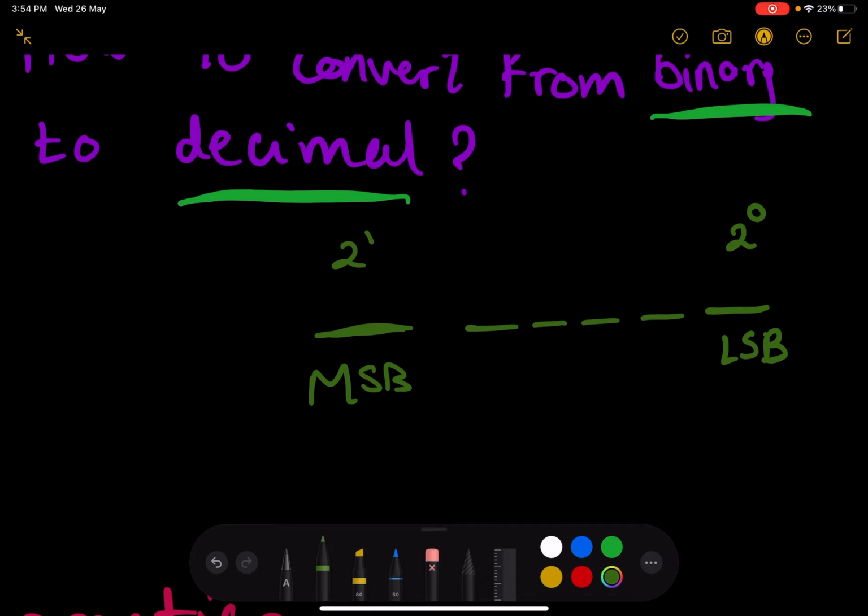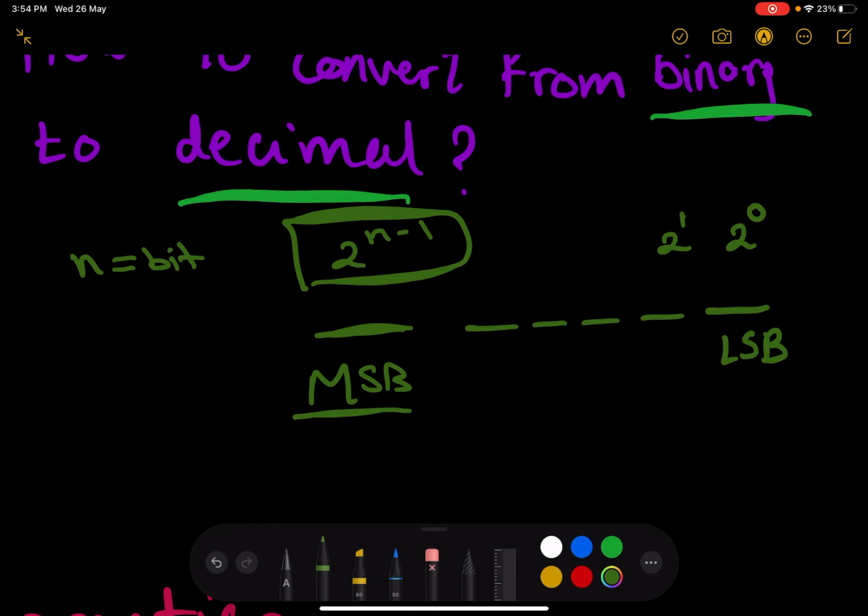And the last bit, which is the most significant bit, has the value of 2 to the power... Let's assume that I told you to represent a particular number in binary using a specific number of bits. So if we assume that the number of bits equals n, then this one will be n minus 1. So always we have the most significant bit as 2 to the power n minus 1. And here we keep incrementing it, so this one will be 2 to the power 1, until we reach our most significant bit.